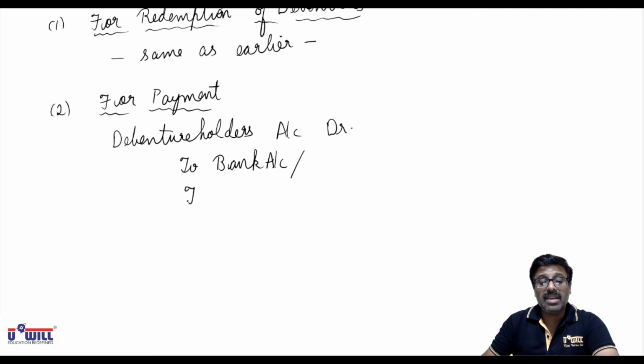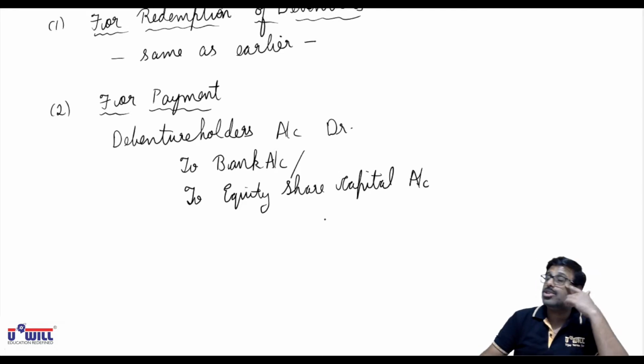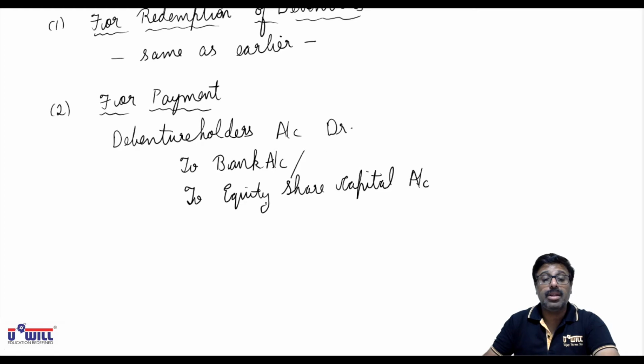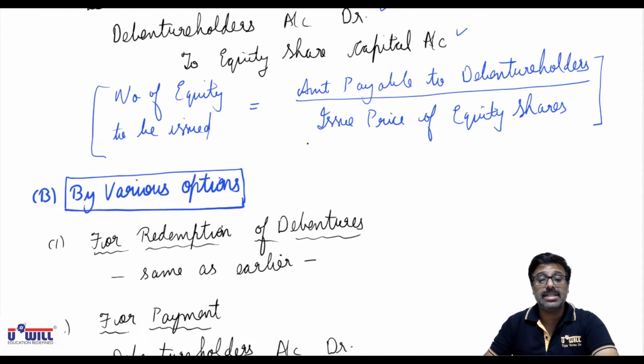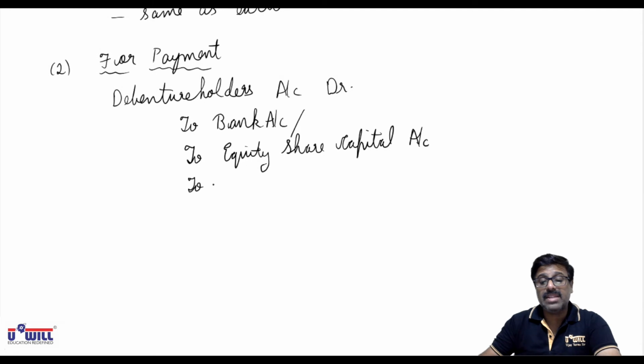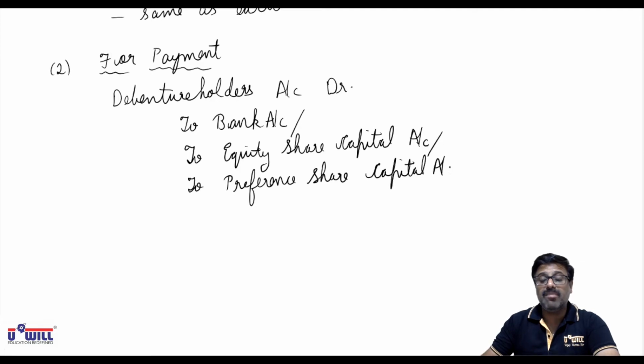Or if we give them equity shares, then to equity share capital account. Obviously, if you give them equity shares at premium, then you'll also credit securities premium account. If you give equity shares at discount, then you'll also debit share discount account, as we studied even in case of conversion yesterday. Then if we give them preference shares, then you'll credit preference share capital account. In exactly the same way, if you give preference shares at premium, then you will also credit securities premium account. If you give preference shares at discount, then you'll also debit share discount account.